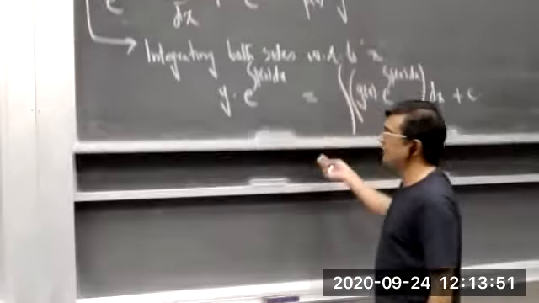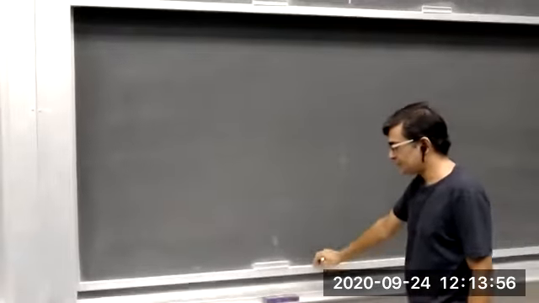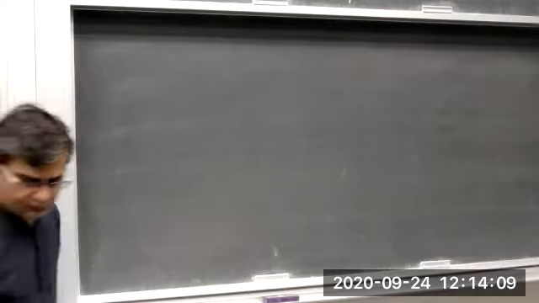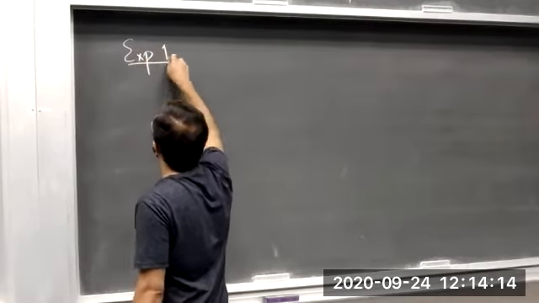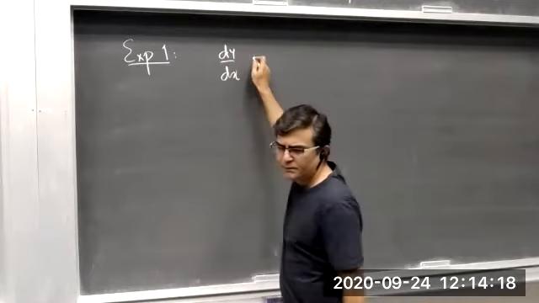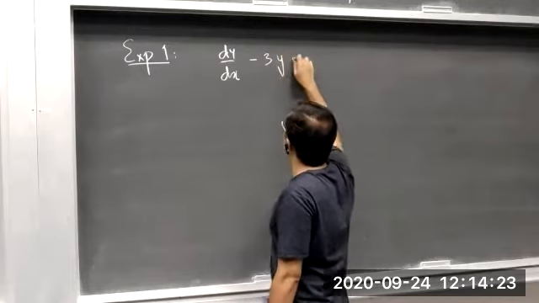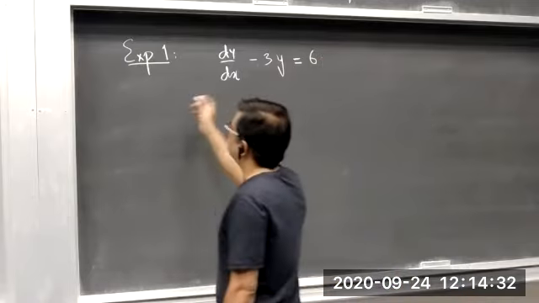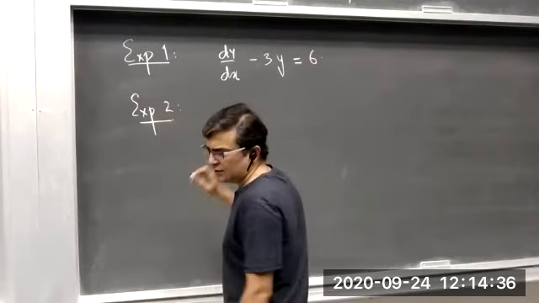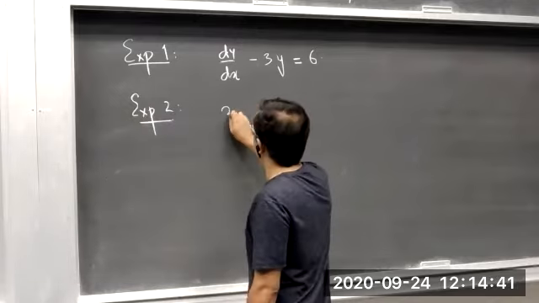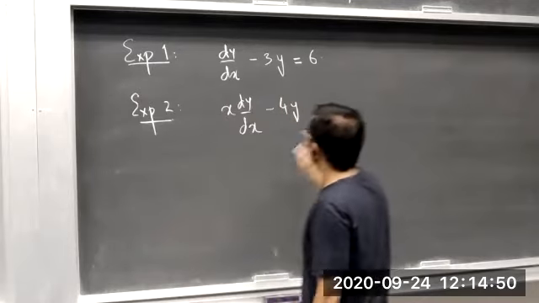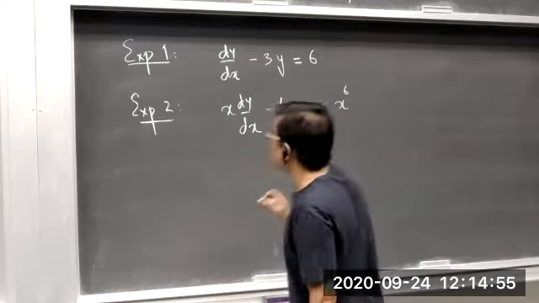Let's do a couple of examples to understand this method. Example 1: dy by dx minus 3y is equal to 6. Example 2, maybe a little bit difficult: x dy by dx minus 4y is equal to x to the power 6 times e raised power x.